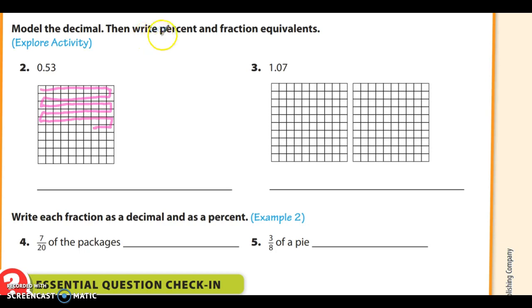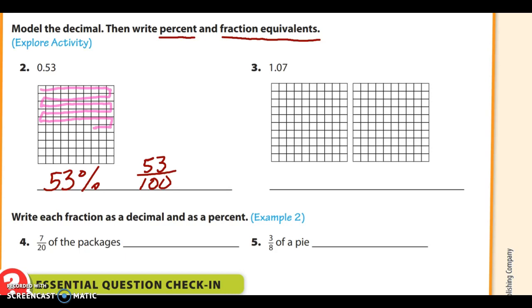And so I have to write that as a percent and as a fraction. Well, as a percent, it's going to be 53%. And as a fraction, it's going to be 53 hundredths, and that doesn't simplify because 53 and 100 don't share a factor.